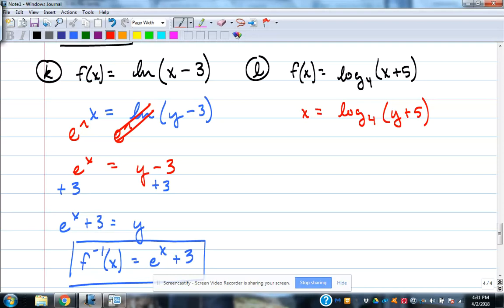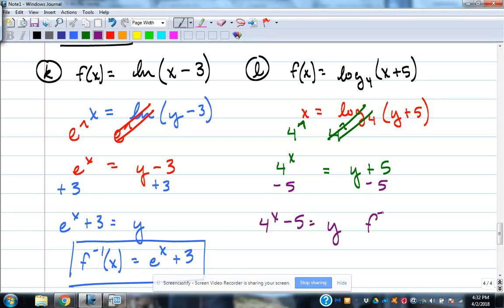Now, what do we exponentiate with to get rid of the log base 4? 4. Whatever the base of your log is, that's what you're going to use. So 4 becomes the base. That's just a little caret symbol saying that's the base now. The base of 4 cancels out the log base 4. That's 4 to the x is equal to y plus 5. How do you get y by itself? Yeah. So 4 to the x minus 5 is equal to y. So we rewrite that: the function inverse is 4 to the x minus 5.